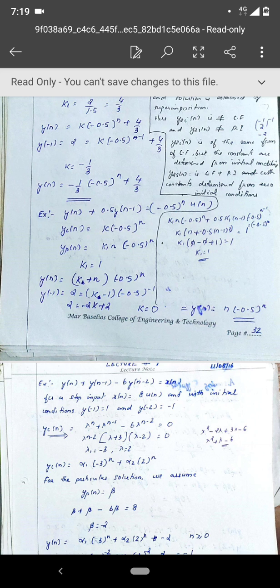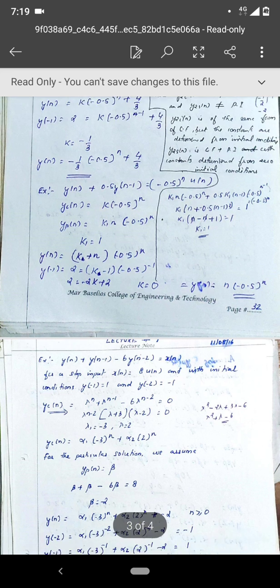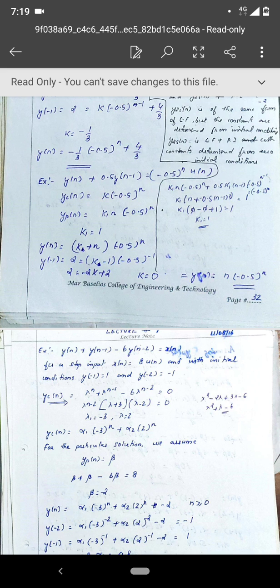Now, in the beginning I told that alpha raised to n should not be equal to any lambda i. Okay, if that is equal to lambda i, what is the case?